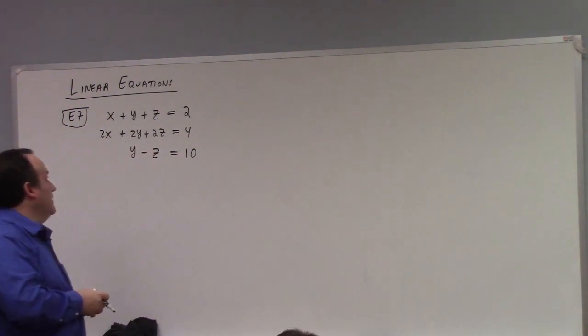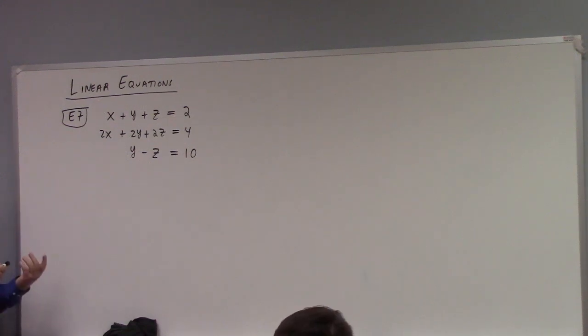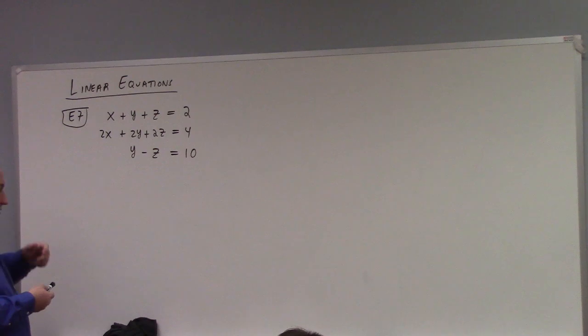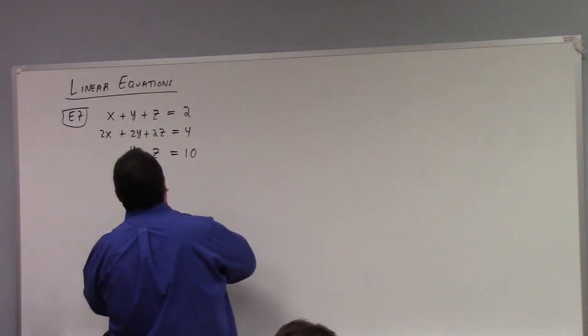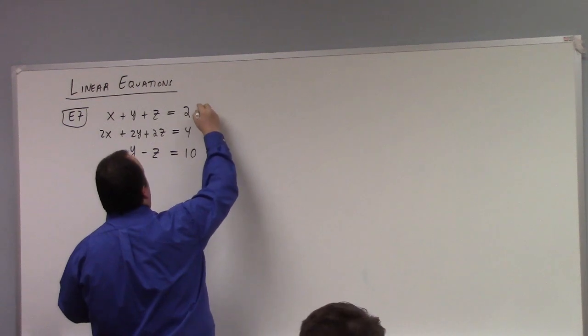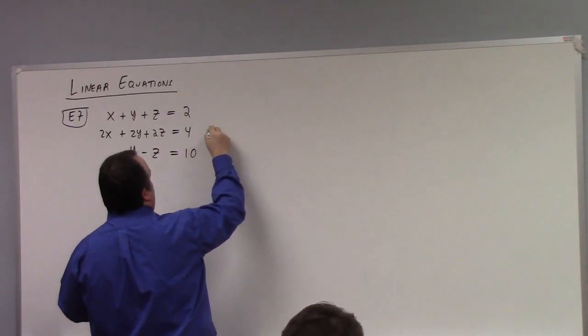So let me suggest for this one that there are different things you could do. Let me suggest one thing we could do: we can pretty much see from the first equation, or if you like the second equation, right? If we take this one and divide by 2, what happens?